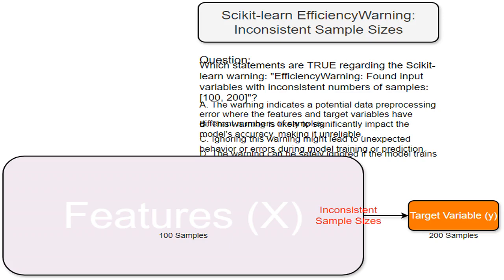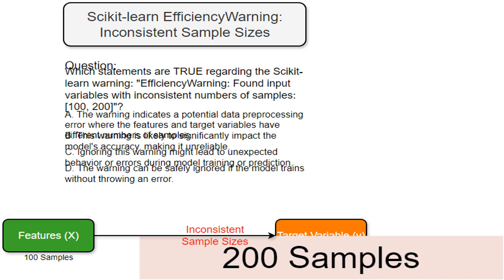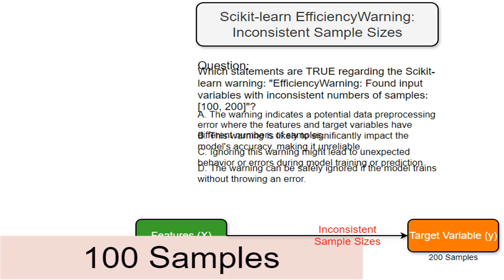This refers to the independent variables or predictors that will be used to predict the target variable, y. Think of it as the input or explanatory data. This is the dependent variable, what you are trying to predict. For example, if you're predicting house prices, this would be the house prices themselves. This specifies a dataset containing 200 data points or samples. This indicates another dataset with only 100 data points or samples. The mismatch between 100 and 200 samples triggers the warning.